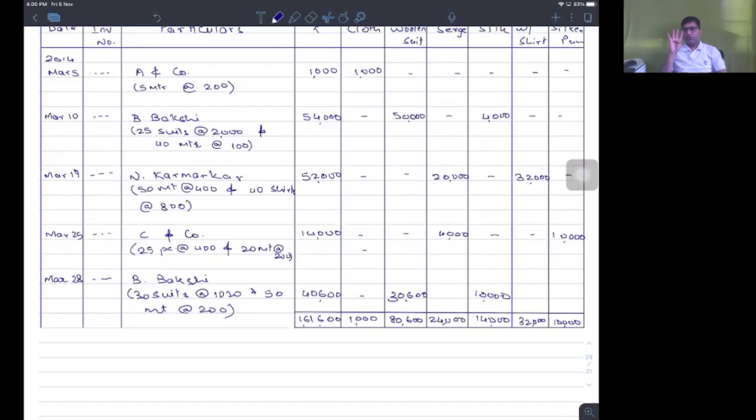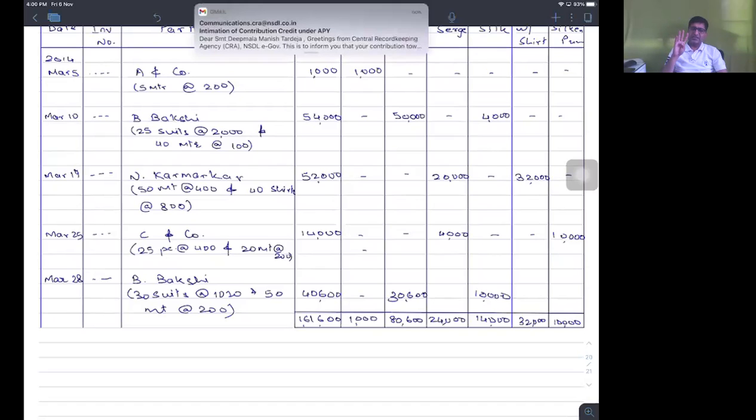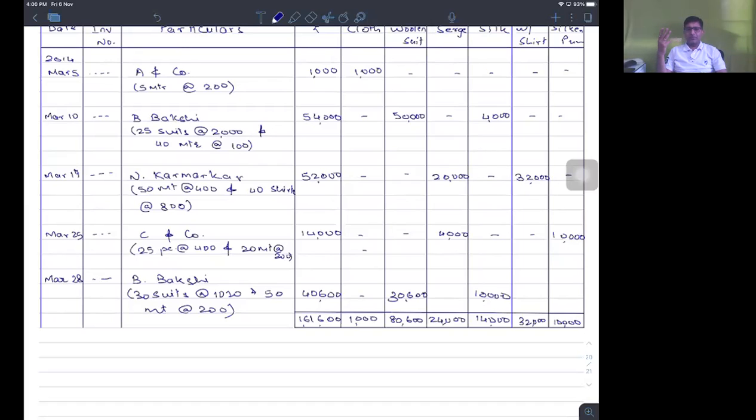Which 10 accounts? 4 for the suppliers. Which 4 suppliers are there? A and Company, B Bakshi, N Karmarkar, and C and Company. We made purchases from B Bakshi twice, but his account will not be made twice; only 4 supplier accounts will be made. And 6 for the purchase accounts. We will not be preparing 1 purchase account, we will be preparing 6 purchase accounts. Which 6? Cloth purchase account, woolen suits purchase account, serge purchase account, silk purchase account, woolen shirts purchase account, and silken Punjabi purchase account. Do you people get that? So in all, 10 accounts will be required.